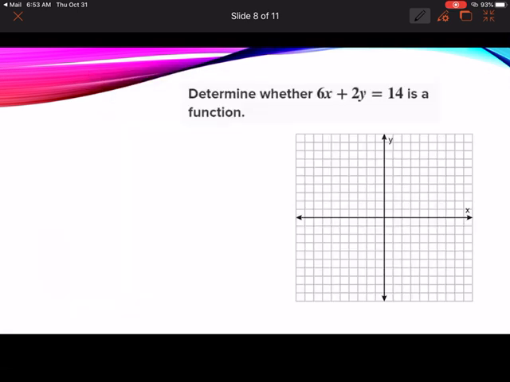Okay, determine whether 6x plus 2y equals 14 is a function. So the way we're going to start this, we're going to start by graphing. So we're going to go to Desmos and graph. You're going to put this equation in just as it's shown. So you're just going to put in 6x plus 2y equals 14. And you're going to see a graph. So that looks something like that.